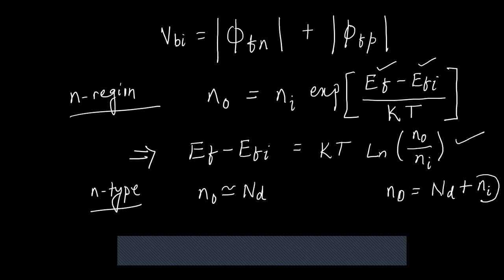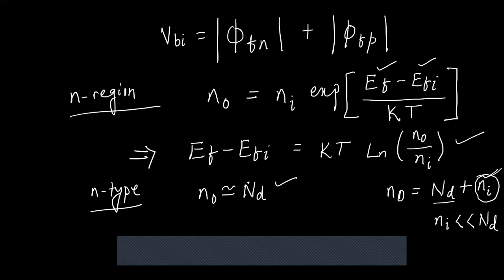But this ni value is very, very much less than the Nd value, because the intrinsic carrier concentration is very low at room temperature compared to Nd in a regular N-type material. So you consider n0 to be Nd. You could also write it in terms of n0, but that is not a problem. The objective is to write in terms of the doping concentration, and practically ni is very much less than Nd. So instead of n0, you can write Nd. That's the only objective.